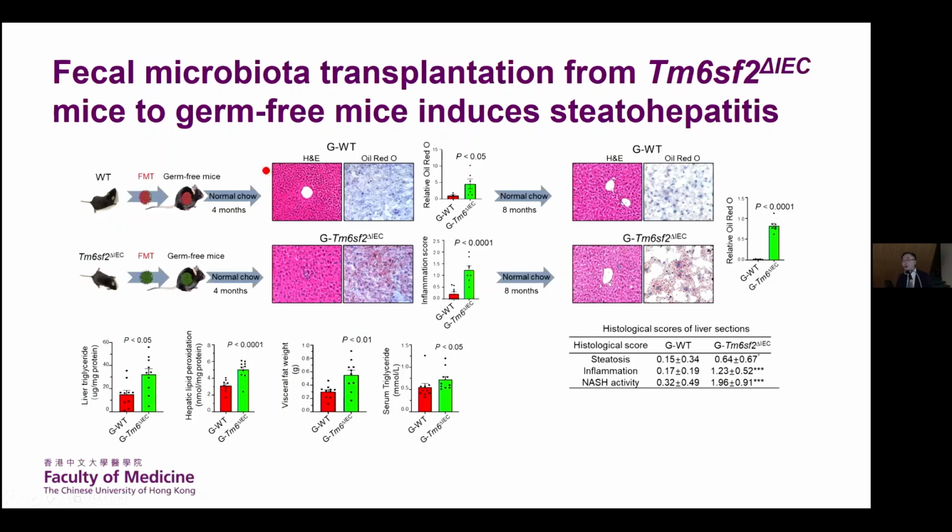In order to demonstrate that this is a causal relationship and not just correlation, we performed fecal microbiota transplantation. So we moved the stool from the knockout animals to germ-free mice. This is in collaboration with China Science. We show that just by transplanting the unhealthy feces to those germ-free mice, you would be able to induce steatohepatitis. So you can see both increased fat here and also inflammation.